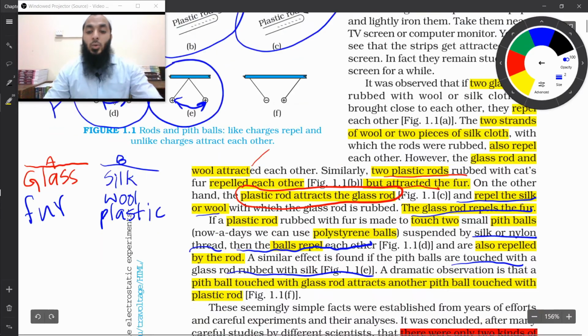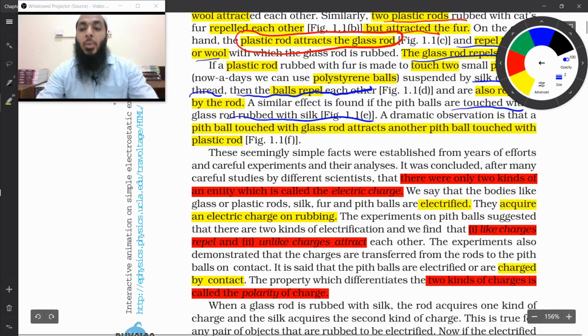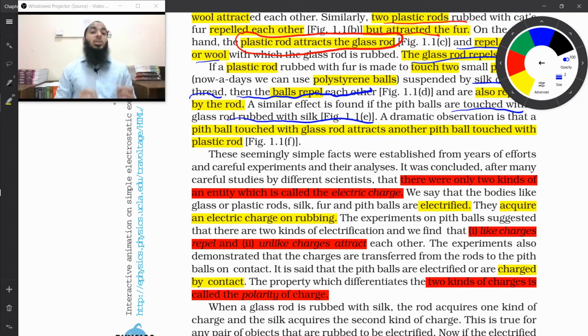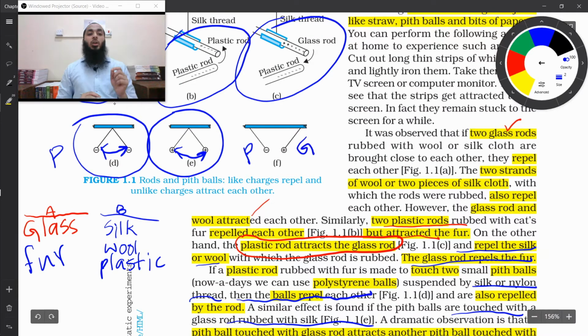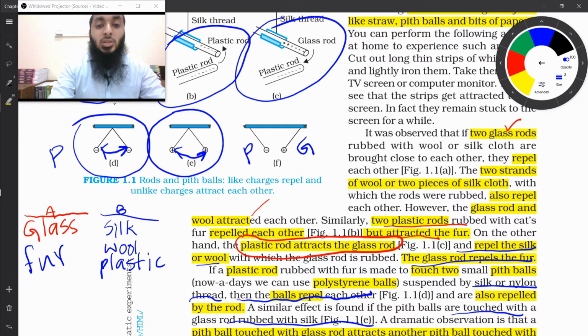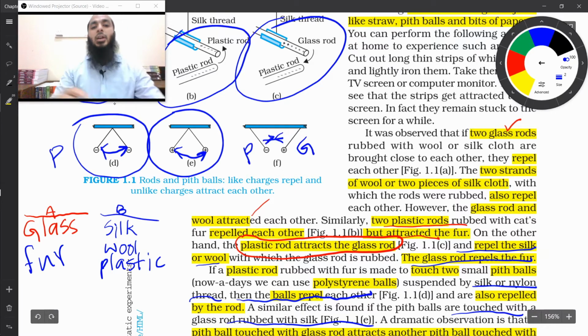Done. Now read on. A dramatic observation is that a pith ball touched with a glass rod which has attained positive charge attracts another pith ball touched with a plastic rod. It was also understood, right? Because this is the one which has been touched with the plastic rod, and this is the one which has been touched with the glass rod. They are oppositely charged, so they will attract each other.